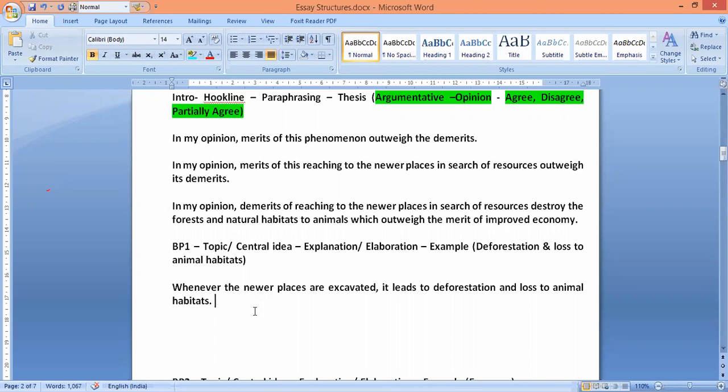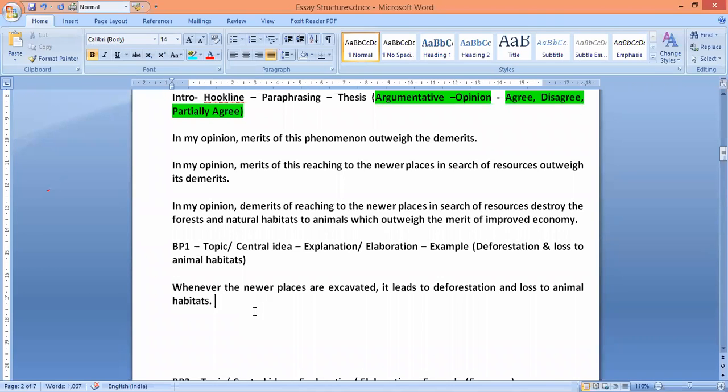Sir, am I audible? Can I say something? I think these are interrelated, deforestation and animal habitat loss. Because I think on deforestation alone we might not be able to write too much, so both can go together. So you're suggesting to write these 2 together.